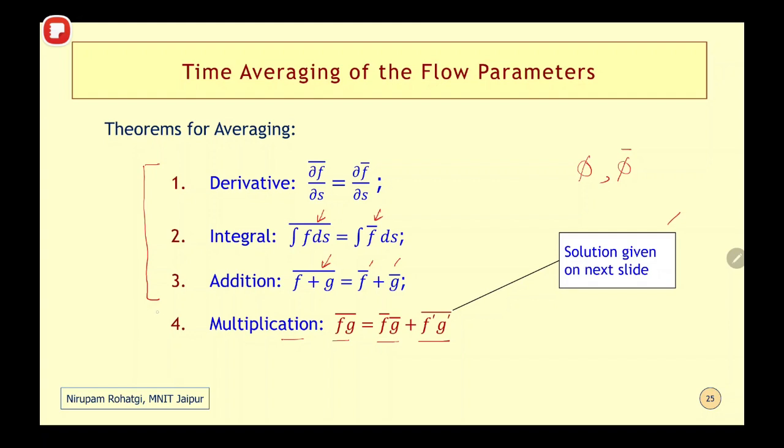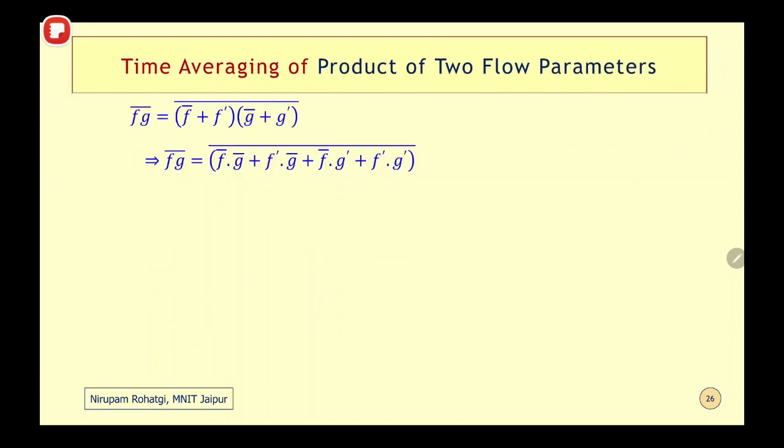But when you look at the fourth one, the problem is on the left side you have two variables fg, on the right side you have four variables f bar, g bar and f prime and g prime. So whenever the multiplication is going to come, you are going to get additional variables. Okay, and this is the basic problem in solving the turbulence using RANS. So we are seeing why this problem occurs.